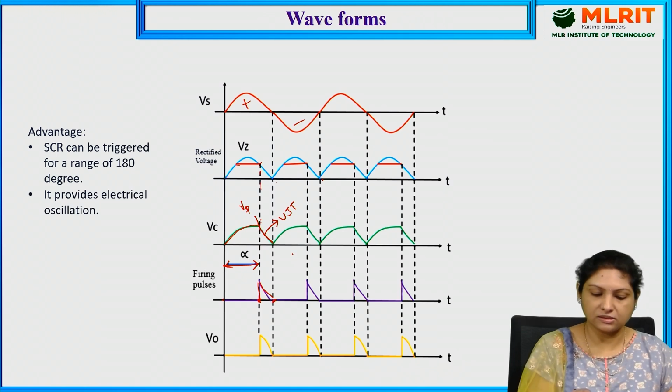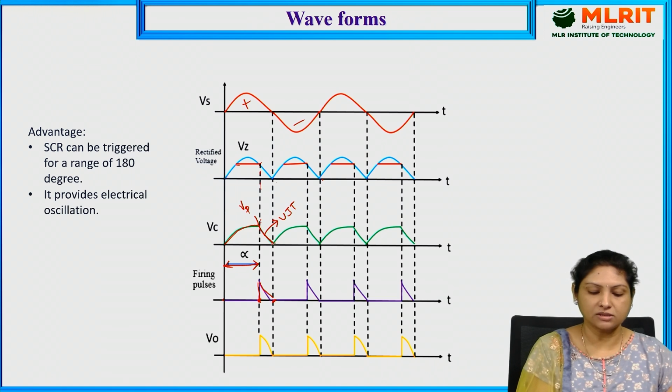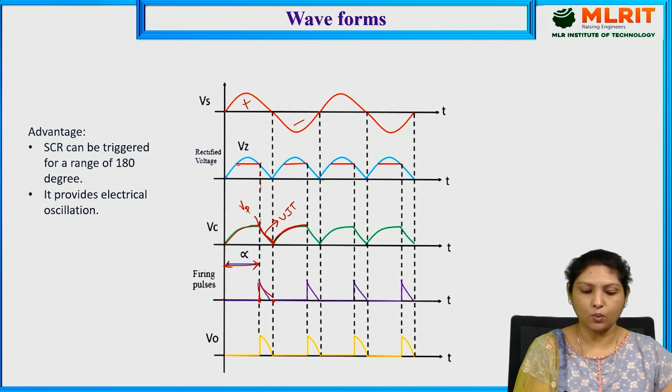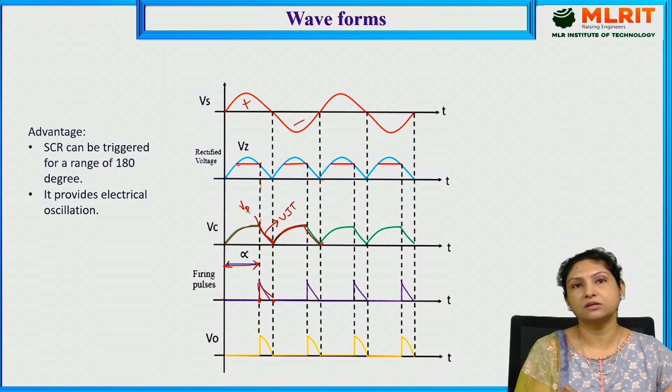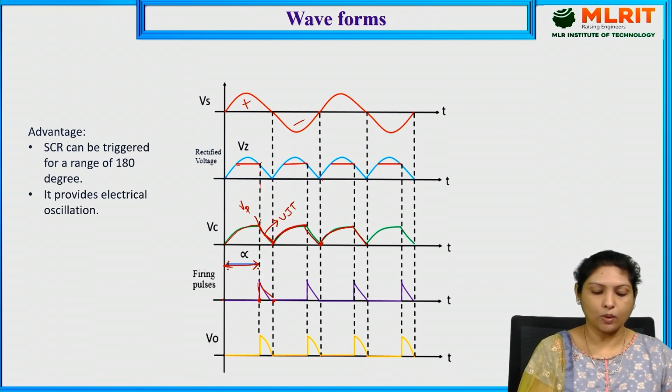Again, during the negative half cycle, what is happening? The capacitor is charging again, because the capacitor has completely discharged during the positive half cycle. Now during the negative half cycle the capacitor charges, and once it reaches the peak value it discharges again, and thereby the cycle repeats. That is, it charges during one half cycle and discharges, and the cycle repeats.